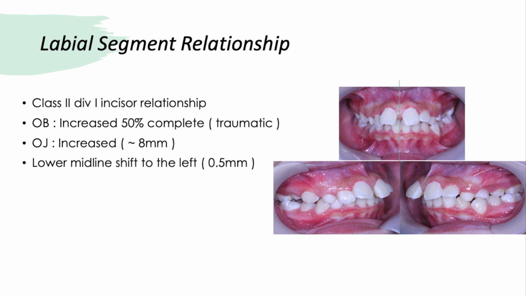This patient presented with a class 2 division 1 incisor relationship, an increased complete overbite of 50%, and it is traumatic to the palate. Her overjet is increased, about 8 mm. Lower midline shift is 0.5 to the left.